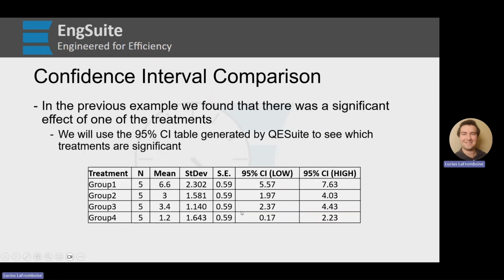So let's take a look at our confidence interval comparison here. This is for that same data. We know that there's a significant difference. We just have to figure out where that is. So we're using a 95% confidence interval. Again, this was generated with the QE.ANOVA one-way. So we have our ANOVA results and we have our confidence interval all returned in one easy function.